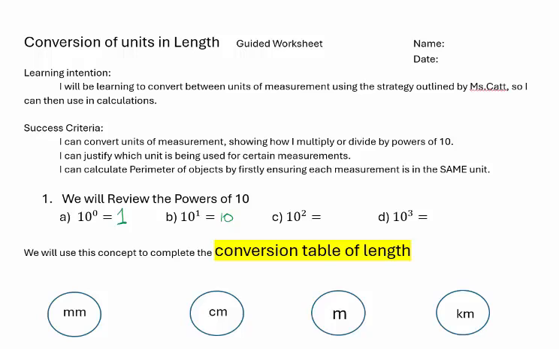10 to the power of 2 is the same as 10 times 10. So I'm just reminding people, if you remember that, that's fantastic, which is 100. And 10 to the power of 3 is the same as 10 times 10 times 10. So I'm giving you a little hint here. How many zeros are there? 1, 2, 3. So this is the same as 1000.